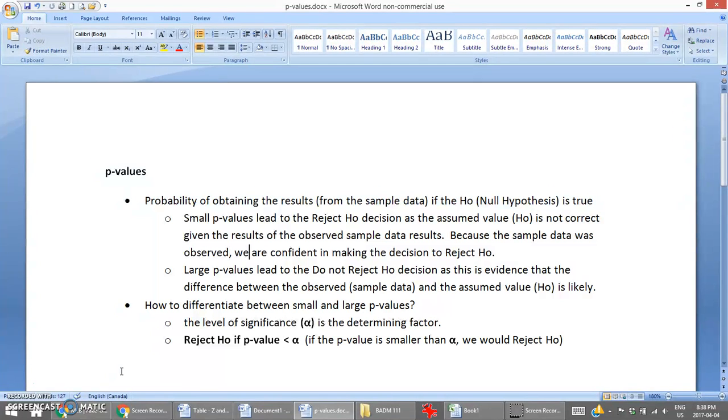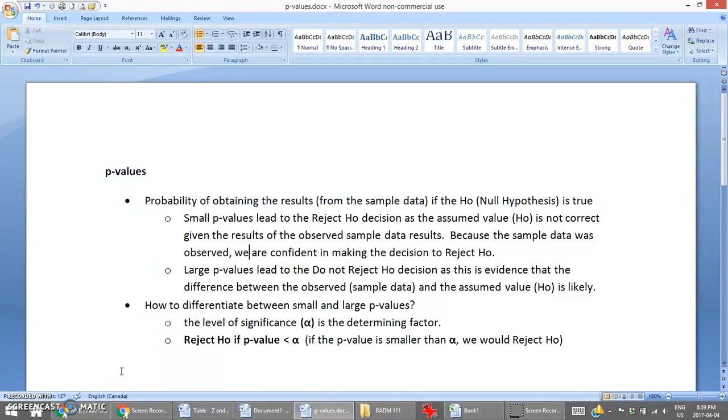P-values are the probability of obtaining the results from the sample data if the null hypothesis is true. Small p-values will lead to the decision to reject the null hypothesis, as the assumed value is not correct given the results of the observed sample data. Because the sample data was observed, we are confident in making the decision to reject the null hypothesis.